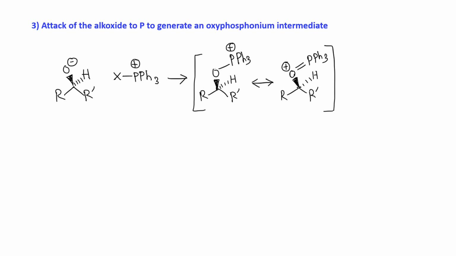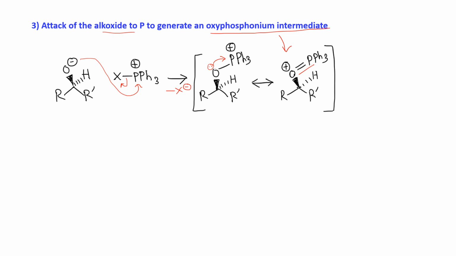The third step will be the attack of the alkoxide on phosphorus, and it will generate this type of oxophosphonium intermediate. Okay, so this negative charge is attacking here, and this phosphorus-halogen bond is broken and there is removal of X minus. Now once this attack is happening, there will still be positive charge over phosphorus, but remember here this type of lone pair donation from oxygen to phosphorus is possible, and P=O double bond formation can happen. So both these types of structure, both probabilities are there.